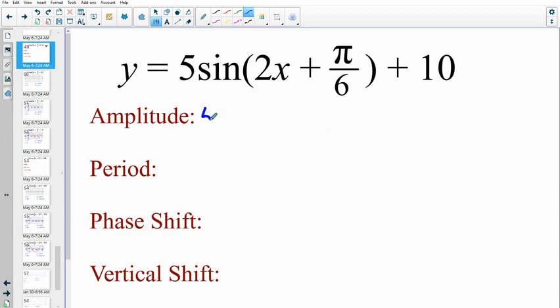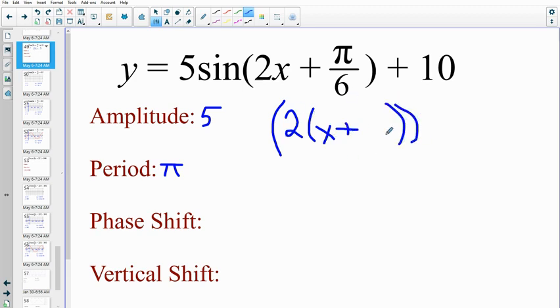Amplitude is the absolute value of the coefficient in front. The period is 2 pi divided by this number. 2 pi divided by 2 is simply pi. Phase shift, I can't tell it until I factor it, so I'll write it out in factored form. 2 times x plus something.